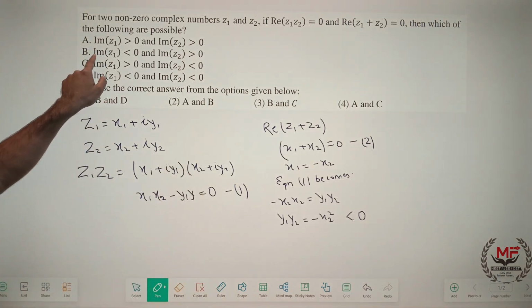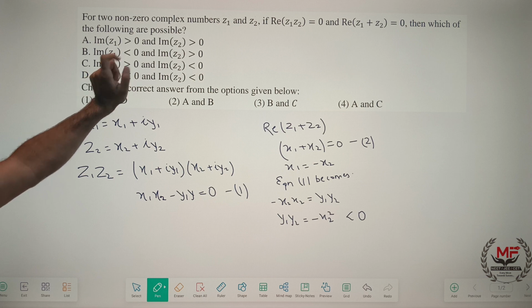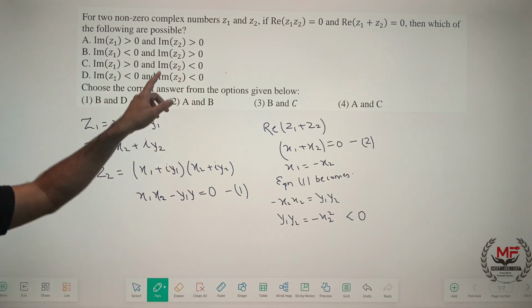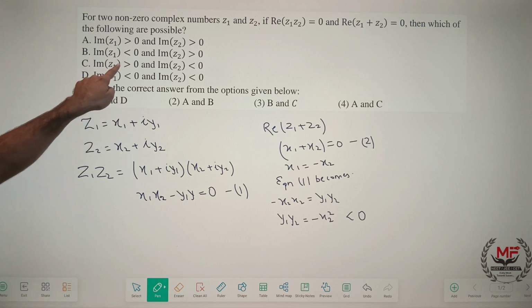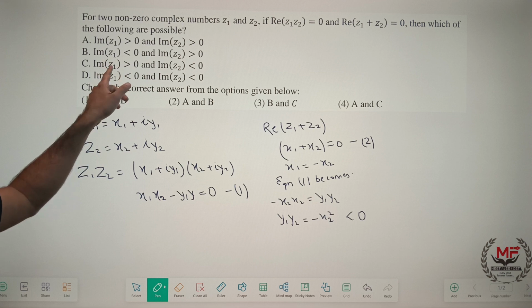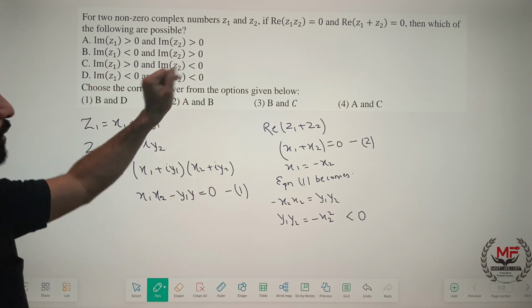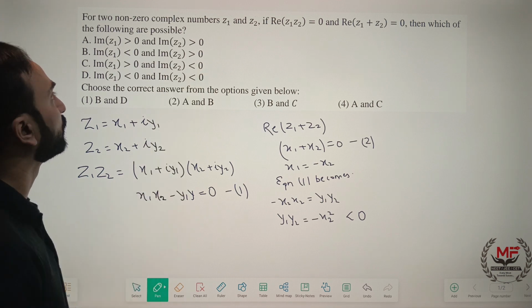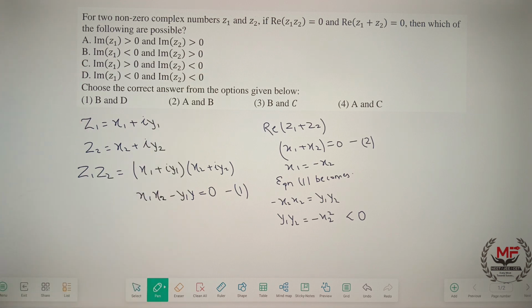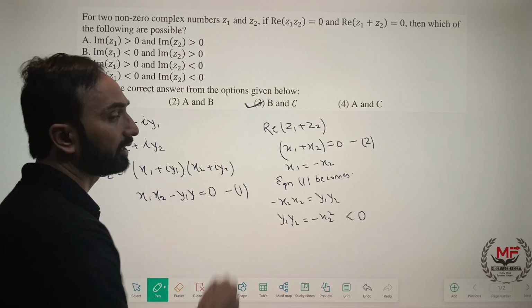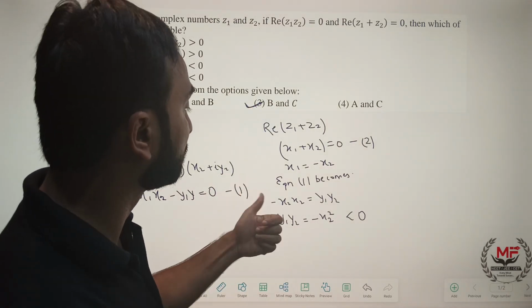Option B is the imaginary part of z1 less than 0 and the imaginary part of z2 greater than 0. This option will satisfy. But one more option is there, the other condition, that the imaginary part of z1, that is y1, is greater than 0 and the imaginary part of z2 is less than 0. So options B and C both will satisfy this, and we get option number 3. This will be the answer to this question.